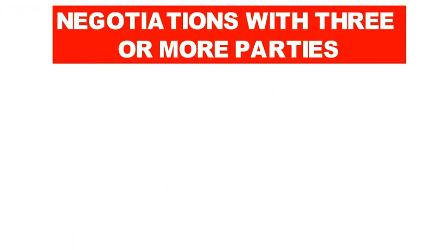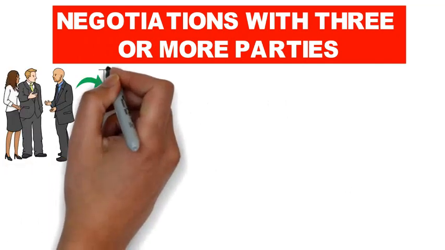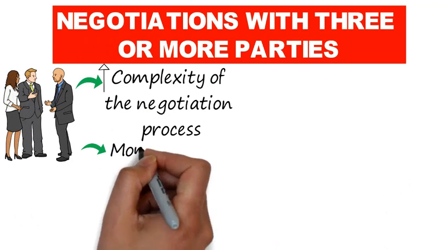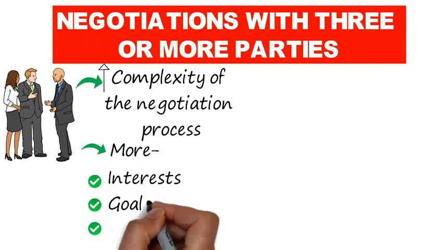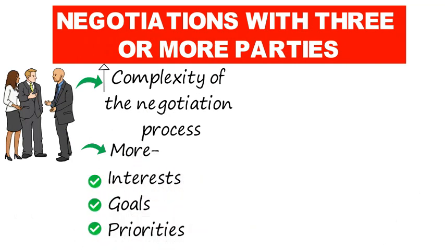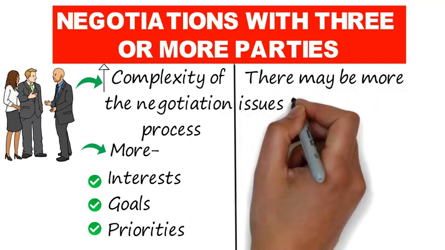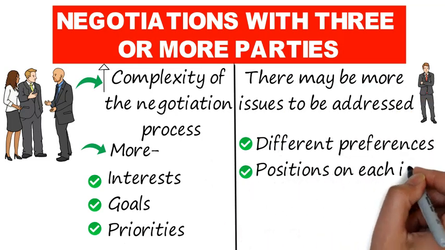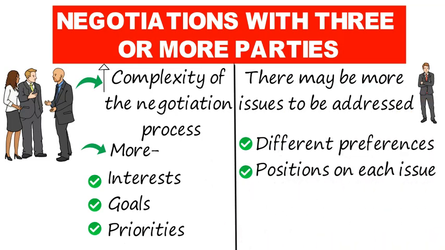Negotiations with 3 or more parties. Negotiating with 3 or more parties increases the complexity of the negotiation process. This is because more parties mean more interests, goals, and priorities that must be considered. There may be more issues to be addressed, and each party may have different preferences and positions on each issue.